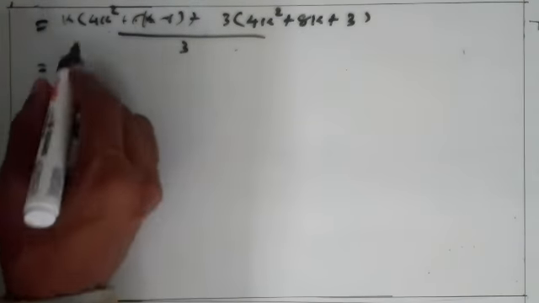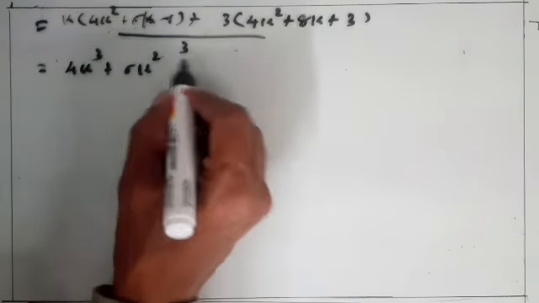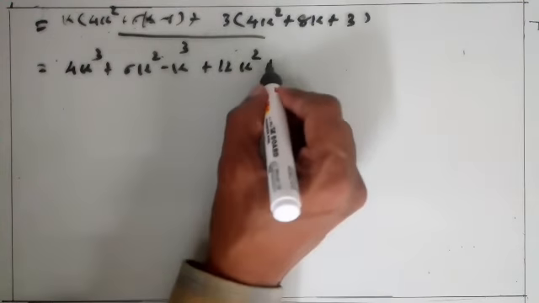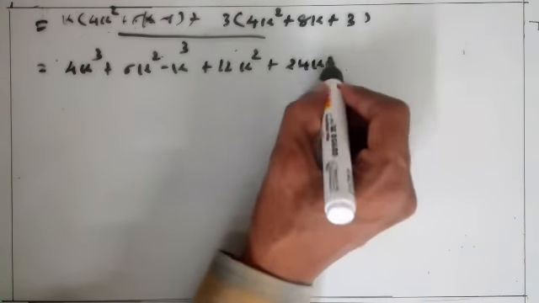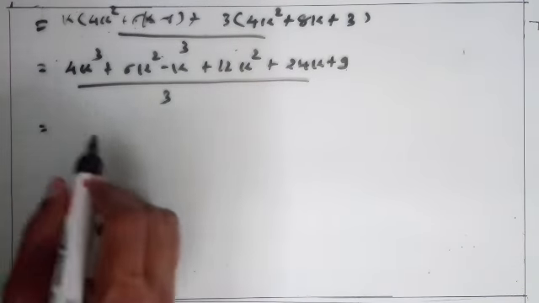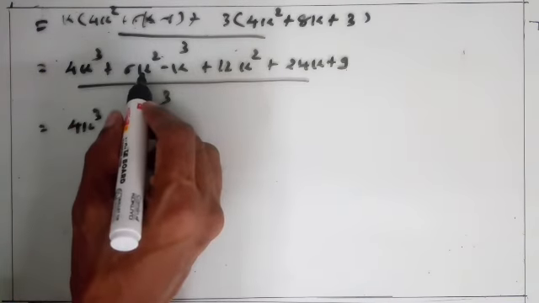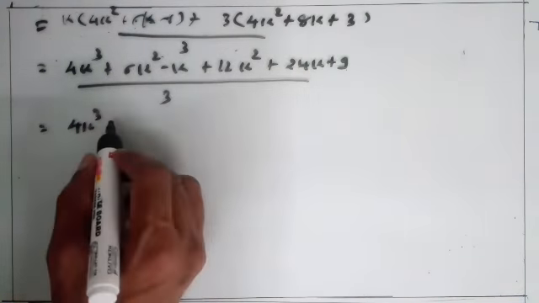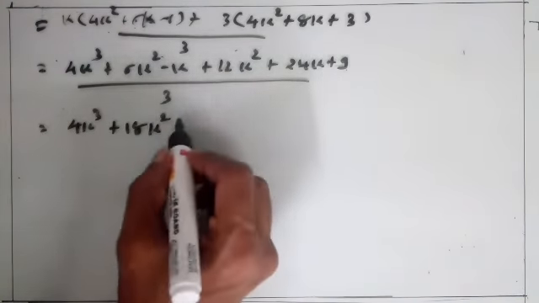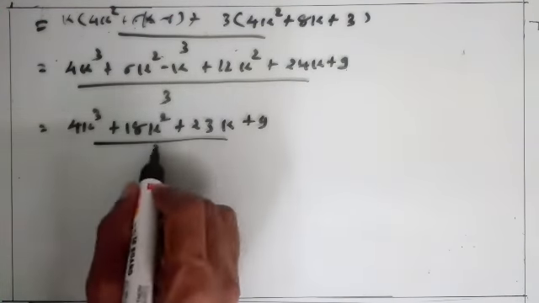Now here take k inside, so we get 4k raised to 3 plus 6k square minus k plus 4k square times 3, 12k square, plus 8k times 3, 24k, plus 3 times 3, 9, upon 3. Simplify this: 4k raised to 3, 6k square plus 12k square becomes 18k square, 24k minus k becomes 23k, plus 9, upon 3.